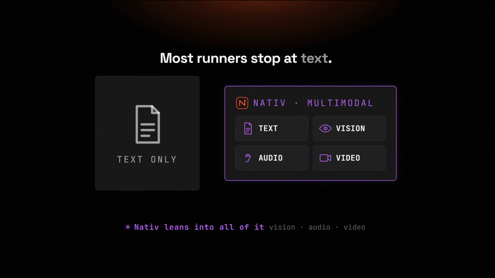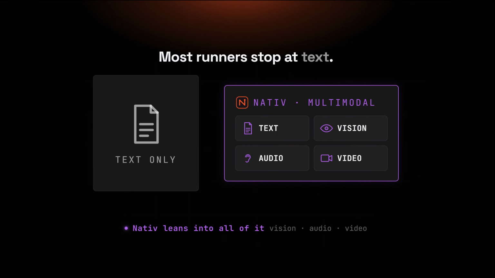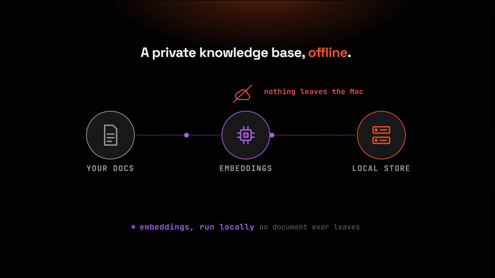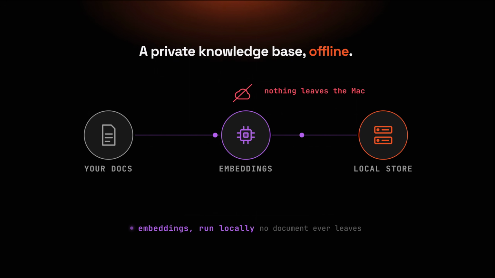Most local runners hand you text and stop there. Native leans into vision, audio, and video because the MLX VLM library underneath was designed for exactly that from its very first line. And it is not only chat models. Native runs embedding models too, the workhorses behind search and retrieval, so you can build a private knowledge base that does not send a single document to anyone. There is a whole application category running fully offline on your desk.